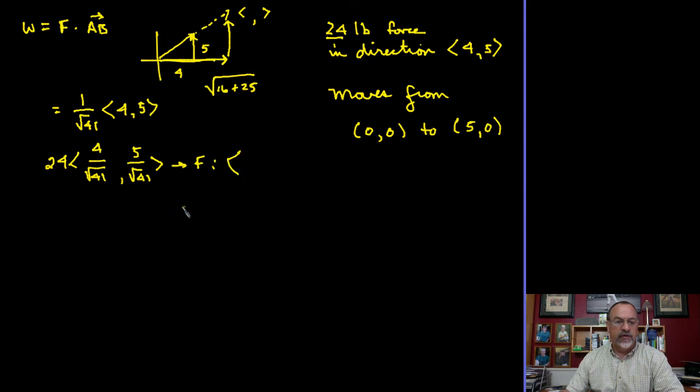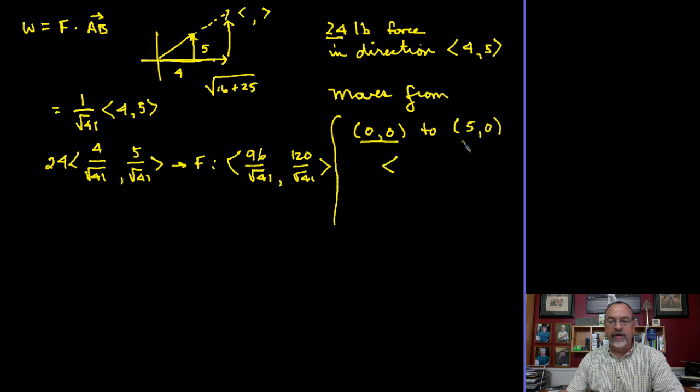So the components of my force vector would be 24 times 4, that's 96, over the square root of 41. And then 24 times 5, that would be 120, over the square root of 41. And so these are the components of my force vector. To find the components of my direction vector that the object was moved, I do head minus tail. This is where it began, so that's my tail. This is where it ends up, that's my head, so 5 minus 0 is 5, and then 0 minus 0 is 0. So I have my force vector, and I have my direction vector.